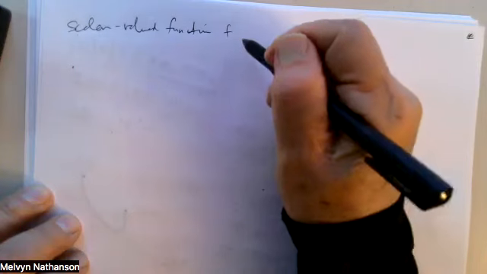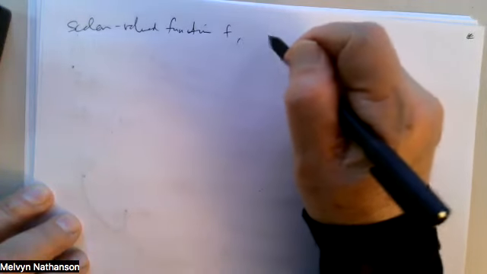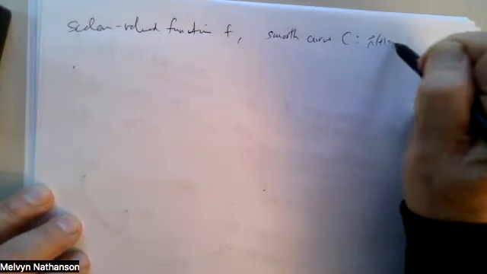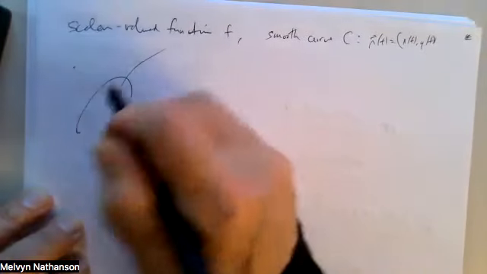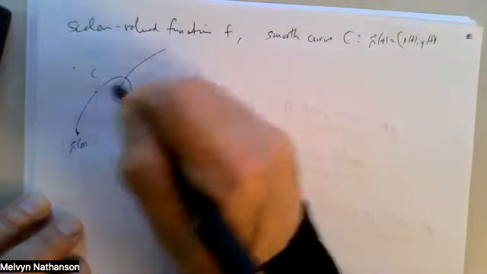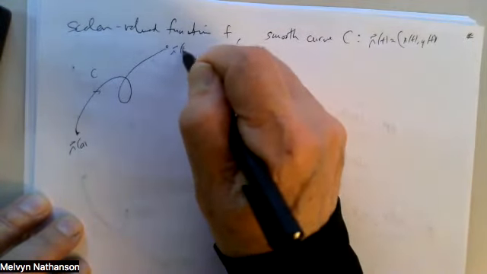So f of x, y is a number. And so we have a scalar valued function f, and we have a smooth curve, which just means you can differentiate its coordinate functions, C, given by r of t equals x of t, y of t. So we have this curve C in the plane, from r of a to r of b.